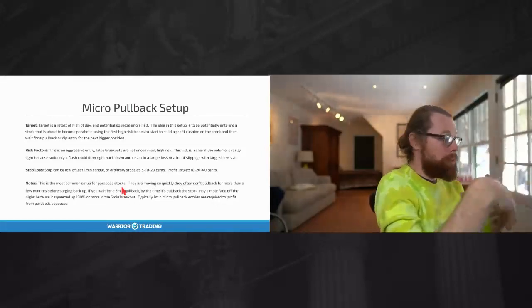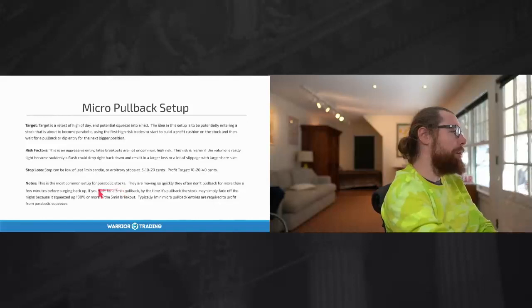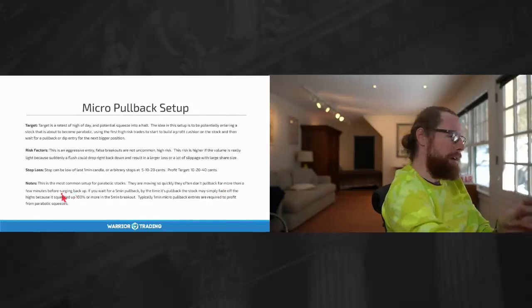So that's where we start to really see these pick up. And again, it requires watching the level 2 pretty closely. Oftentimes they're moving so quickly that they don't pull back for more than just a few seconds or maybe a few minutes before surging back up.